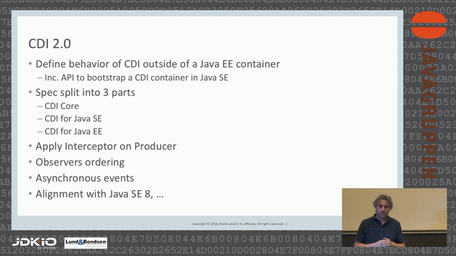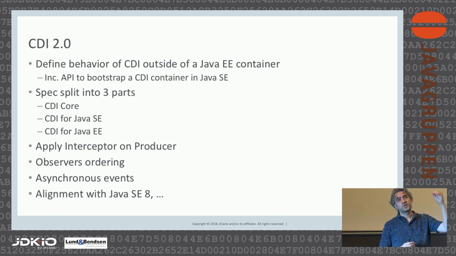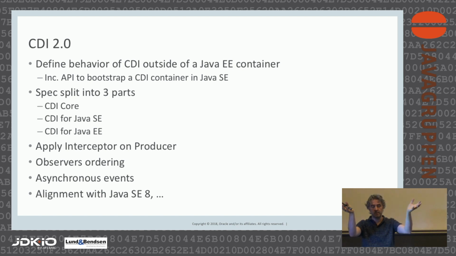So basically what they did, they split the specification into a more modular approach. So there's a core, based on that there's CDI for Java SE, and then there's CDI for Java EE based on that.